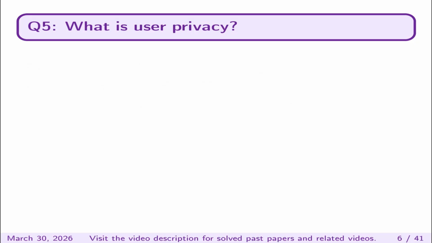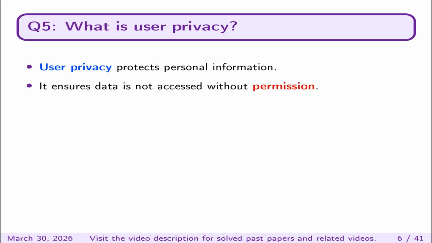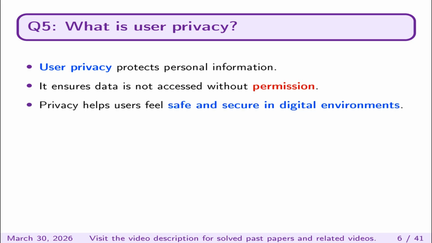What is user privacy? User privacy protects personal information. It ensures data is not accessed without permission. Privacy helps users feel safe and secure in digital environments.